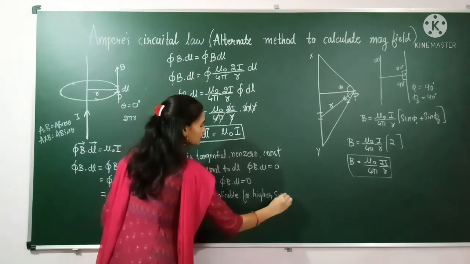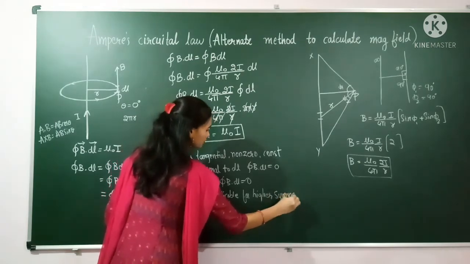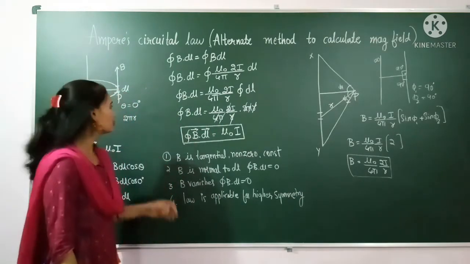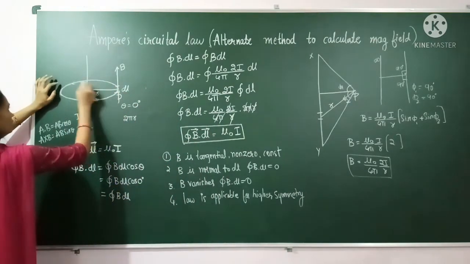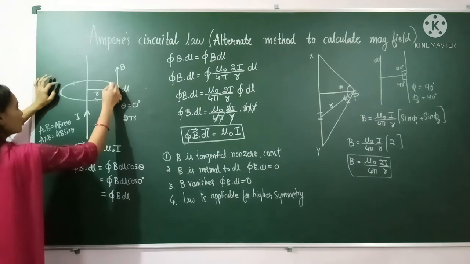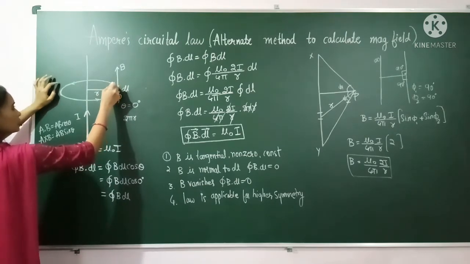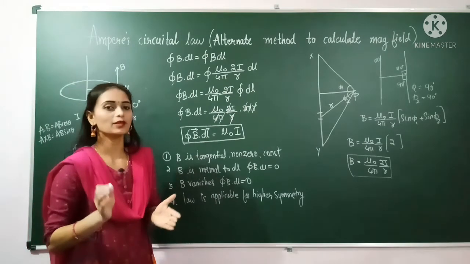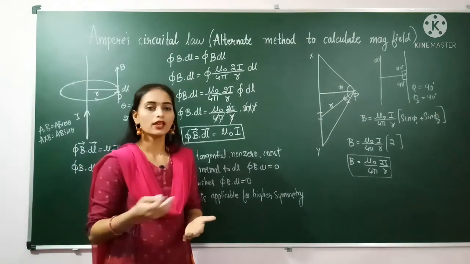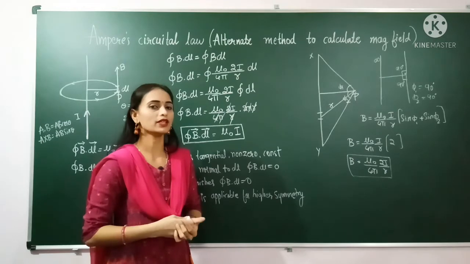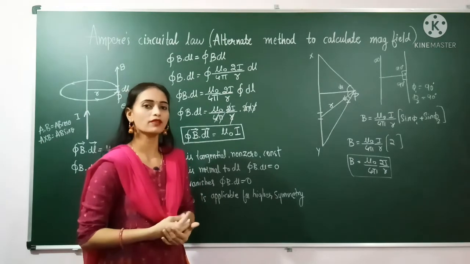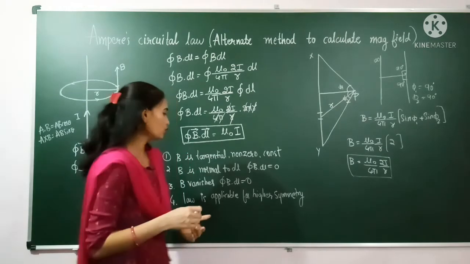Why I have written higher symmetry: this law is applicable for higher symmetry. Here we have taken one closed loop, and this closed loop should be drawn in such a way that it is symmetric in nature. If it is symmetric, then our mathematical calculations will be easy. If it is non-symmetric, our mathematical calculations will become very complex. So for that reason we prefer symmetric loops.